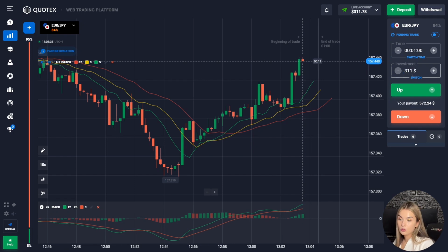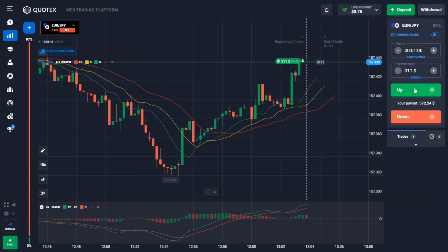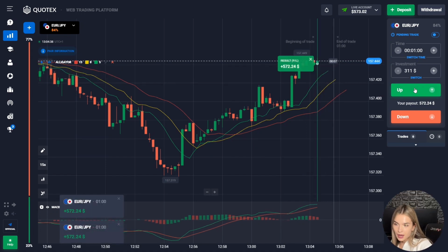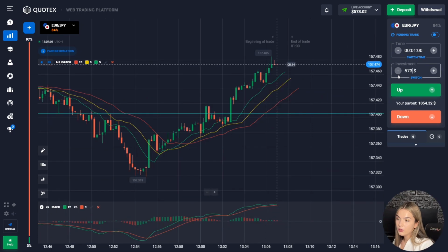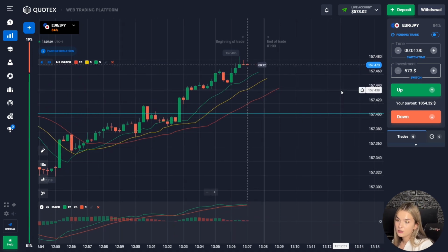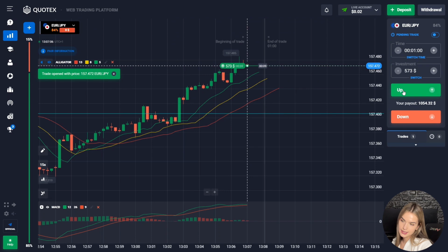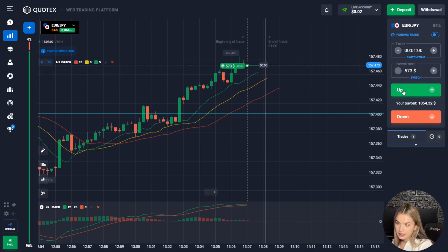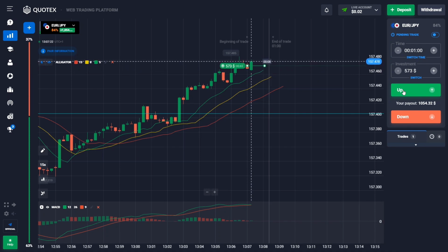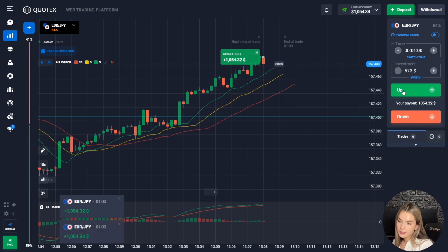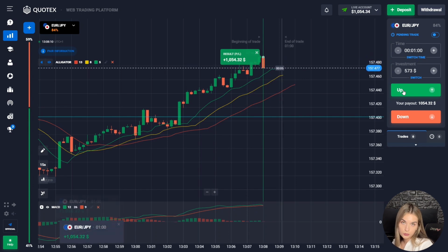So I decide to open a deal with $311 for 1 minute. We haven't seen much growth during this time, but the most important thing is we got the profit, guys. I will open the next deal in a similar scenario since the chart didn't go up much last time. And guys, the indicators still indicate the continuation of the price growth. The amount of my deal is $573. The time is 1 minute. During this time, the chart goes higher, so we got the profit again, guys.